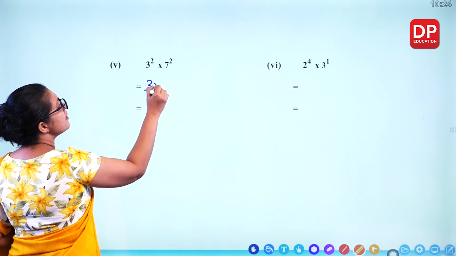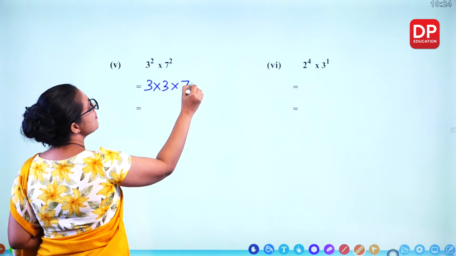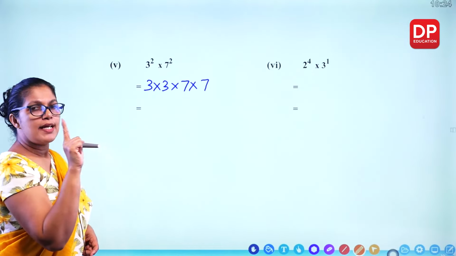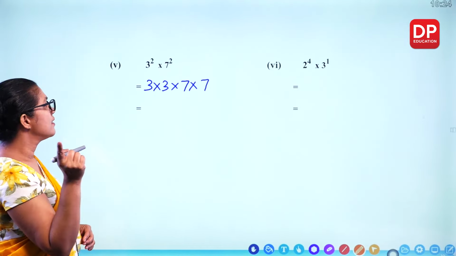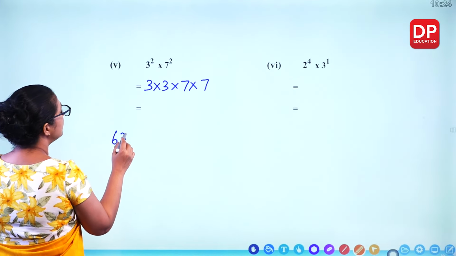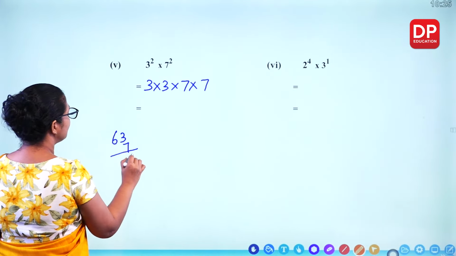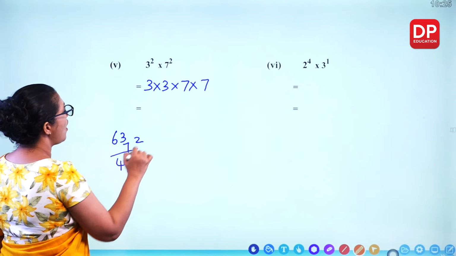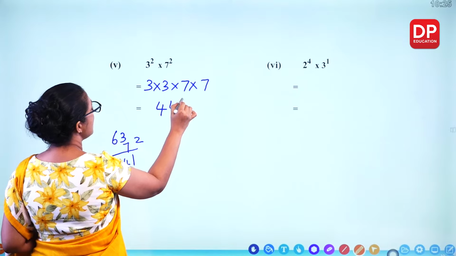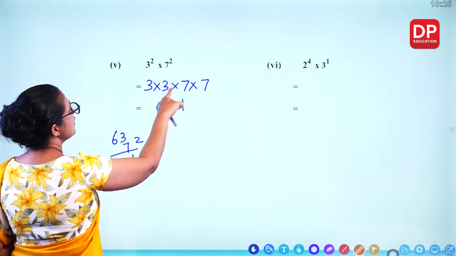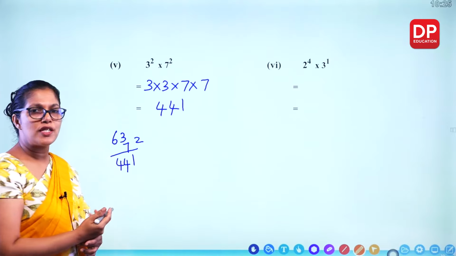3 squared means 3 times 3. 7 squared means 7 times 7. Now multiply. 3 times 3, 9. 9 times 7, 63. 63 times 7, 441. Or you can check with 21 into 21. 21 squared.